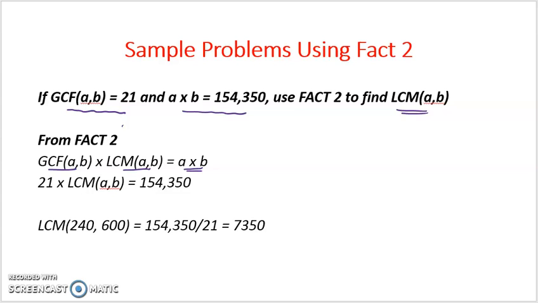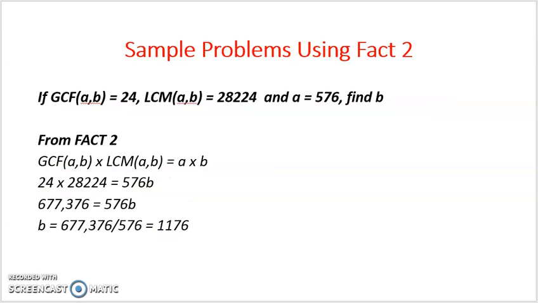Well, what do you have? You have that the GCF is 21. We're trying to find the LCM of A and B, and that equals the product, which we're given is 154,350. Solving for what we want, the LCM equals 154,350 divided by 21, which equals 7350. So without actually finding the numbers, if I know that the GCF of the two numbers is 21 and the product is 154,350, I can actually find the LCM as well.